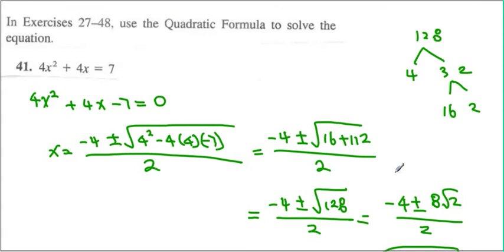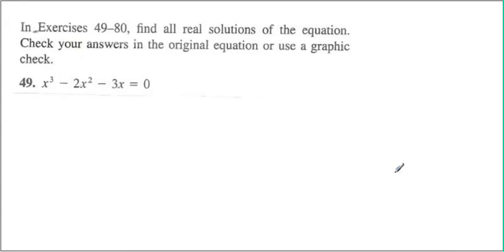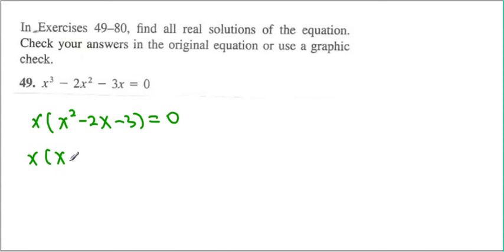Alright, now, next. We need to find all real solutions and check the answer using the graphing calculator. So here, first we can factor out x. Then we have x squared minus 2x minus 3 equals 0. Now we can factor this one further. We end up getting x minus 3 and x plus 1 equal to 0.